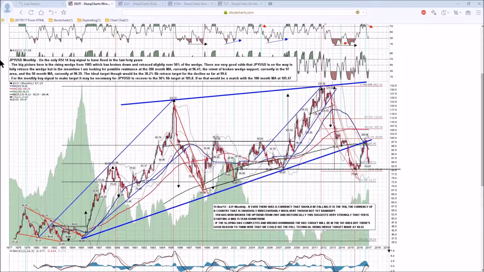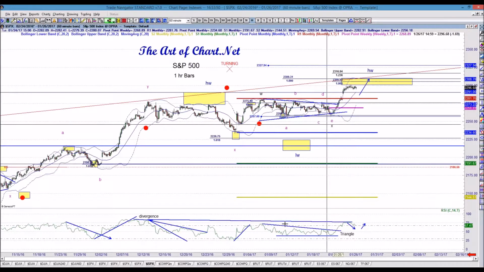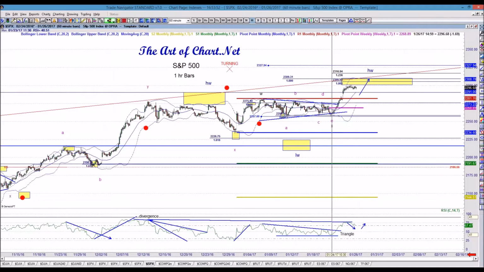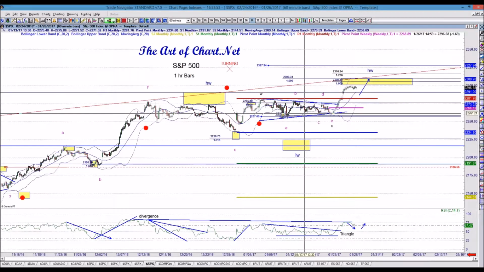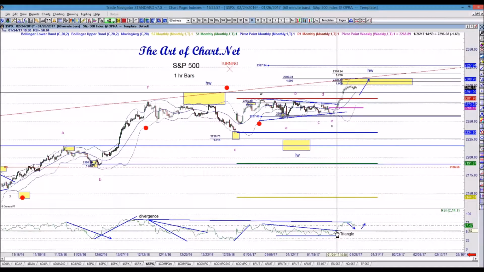A wedge typically will terminate with divergence. Okay, that's typically what you see. Here's a triangle pattern. Look at the triangle pattern on RSI. There's a mirroring there. You break the triangle pattern on RSI, and this is the thing about RSI, guys. You break RSI before you break price. Take a look at where my vertical line is. We broke RSI right there.